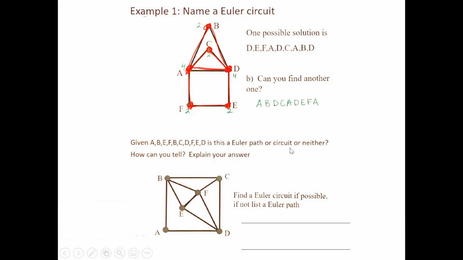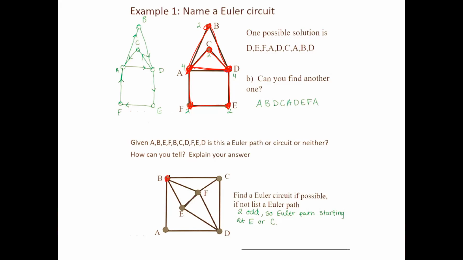Given that this is a Euler path or a circuit or neither, how can you tell? Explain your answer. So if you look at this right here, this one has 1, 2, 3, 4, 3, 4, 3, 2, 4. So there are 2 odd and 1, 2, 3, 4, 4 even.